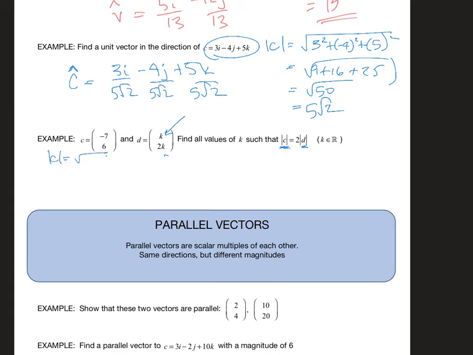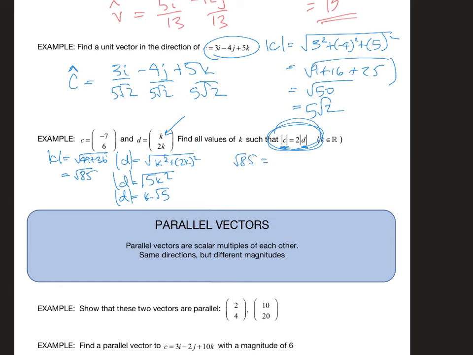Magnitude of c is just going to be 49 plus 36, or the square root of 85. D is going to be the square root of the first component squared plus the second component squared. So that's 5k squared, or k rad 5. Okay, so now that I've got these magnitudes, let me plug into this and see what I can do about solving for k. So I've got rad 85 equal to 2 times k rad 5.